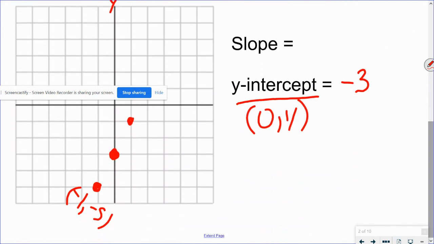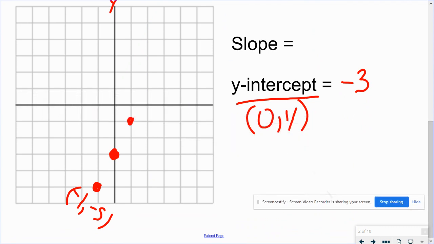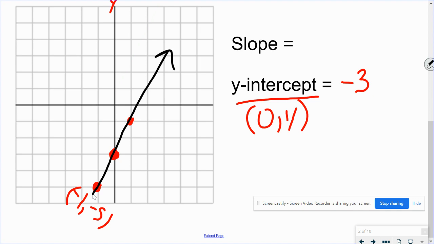Next step, make your line. And then we're going to find our slope. All right, try to do the best you can. If you've got rulers, use them. Remember, go all the way through. Don't just stop at the dots. And then put arrows at the ends. That's how we know it's linear, because it goes on and on and on.